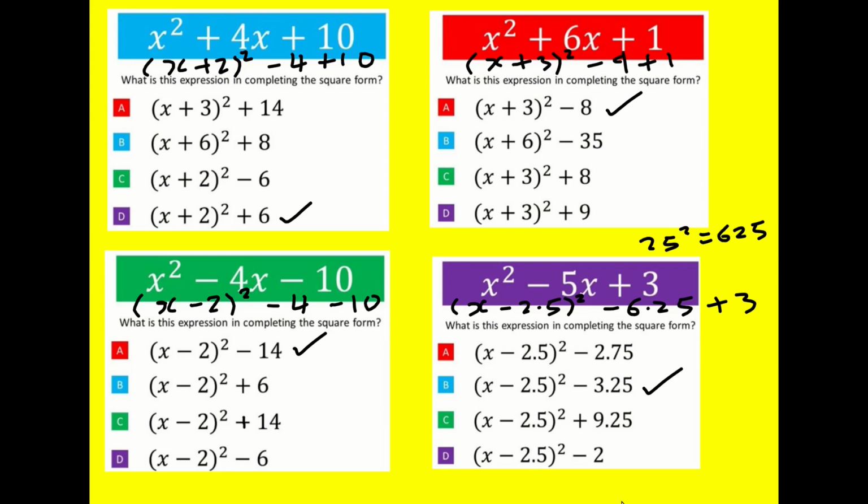Okay, hopefully you're happy with that, and you could find the turning point of any of these completed square forms if I asked you to. Let's just pick this one here. What is the turning point? So hopefully you've thought about it. Well, the minimum is going to be minus 6, and it's going to be when x is 2. And the same goes for all the other ones.